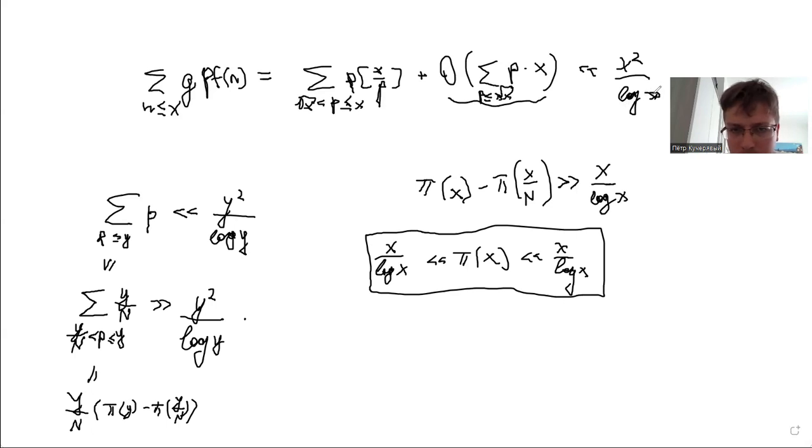And what do we have here? Yes, it's big O. It's equal to big O of x squared over log x. And I think that the same is for this, because the upper bound for each summand is x, and we sum it over primes up to x.